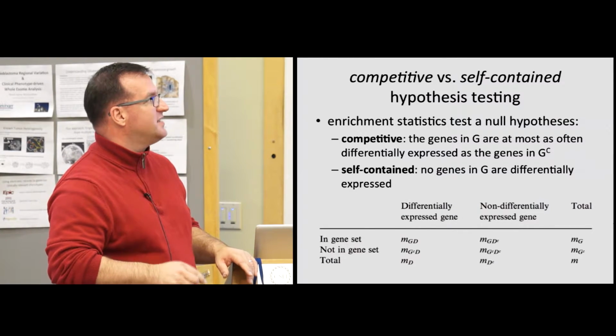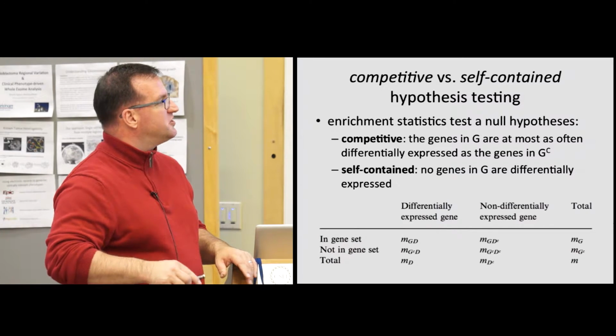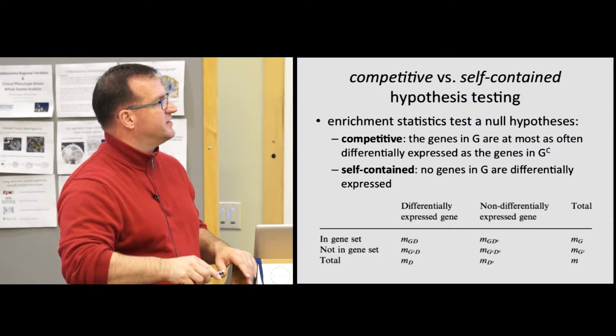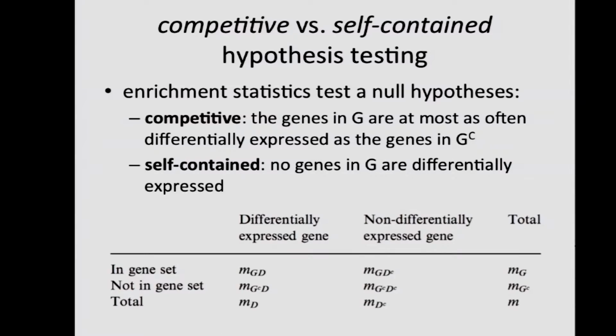A different kind of test, which we're going to look at in a second, is a so-called self-contained test, which is only about the genes that are in the set. It's really only about these two numbers and not at all about any of the other numbers. So that's self-contained. And there the null hypothesis is a very simple one that says no genes in this set are differentially expressed. And you're testing whether 1 or 2 or 15 are differentially expressed.